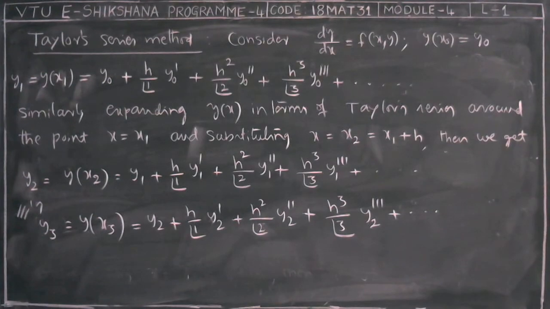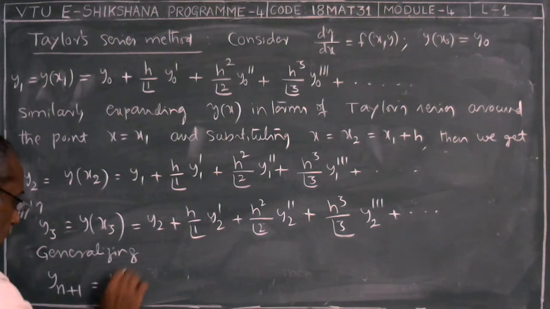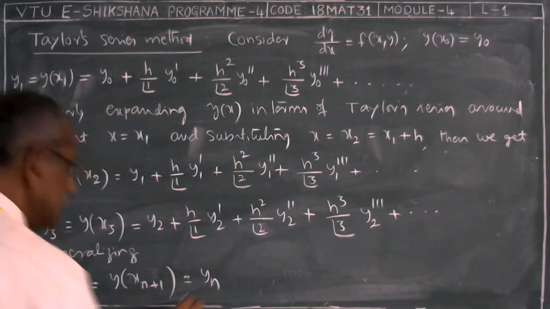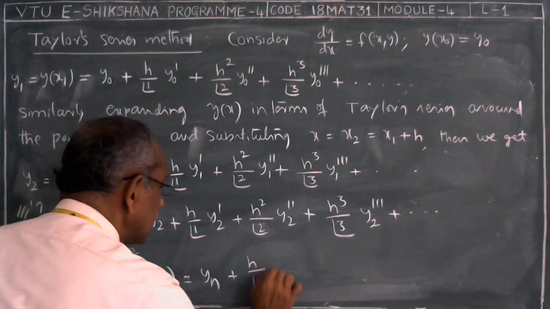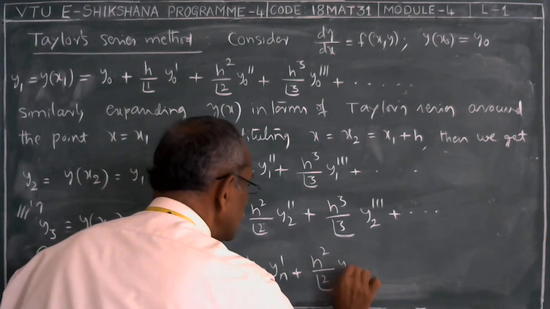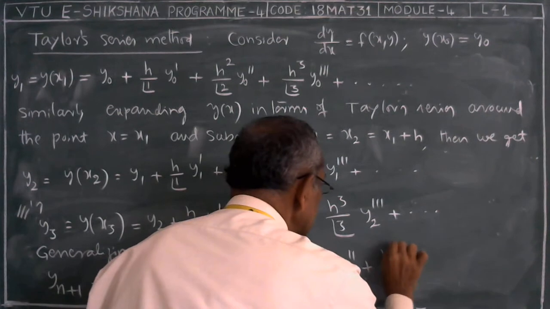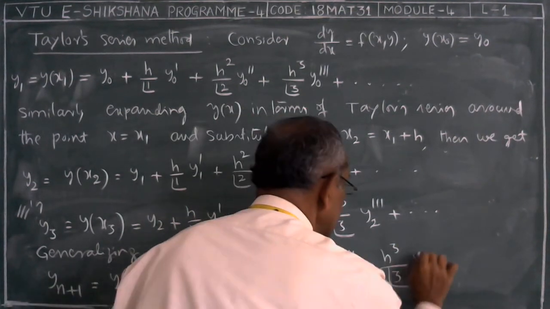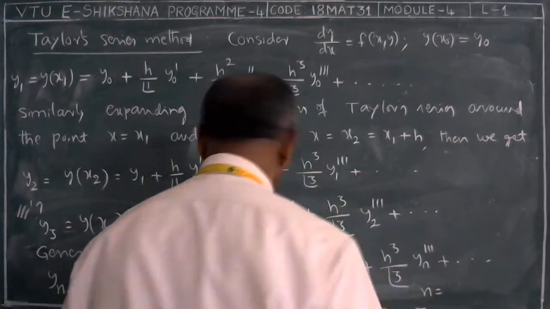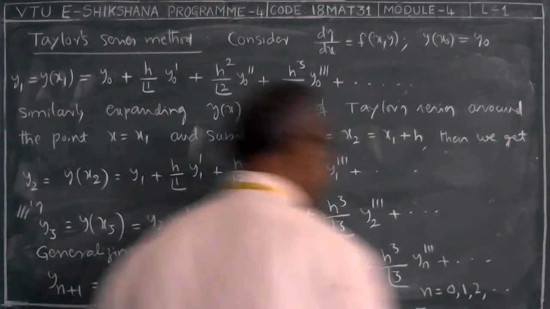So we can generalize this. Generalizing, y n plus 1 is equal to y at x is equal to x n plus 1 is equal to y n plus h divided by factorial 1, y n dash plus h square divided by factorial 2, y n double dash plus h cube divided by factorial 3, y n triple dash and so on. This is for n is equal to 0, 1, 2, etc.